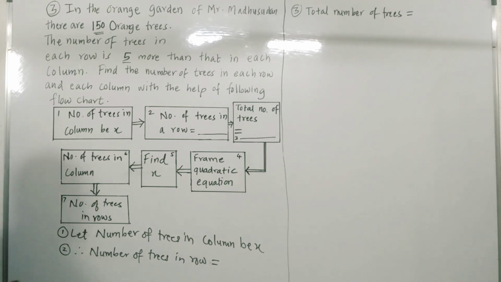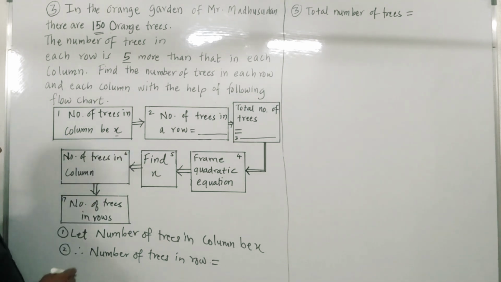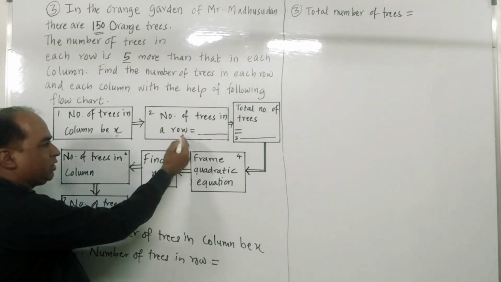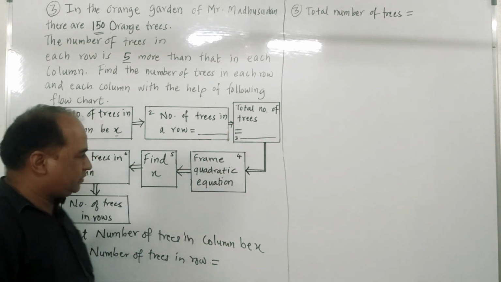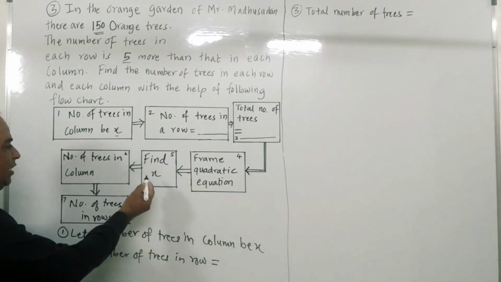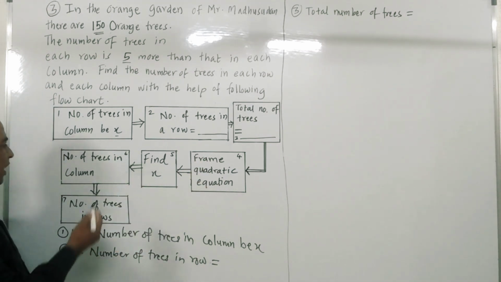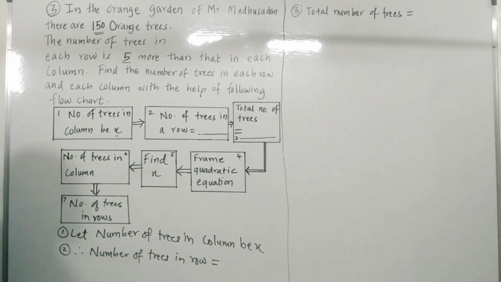So, your flowchart is given. The number of trees in the column be x. Then you have to find the number of trees in the row. Second step. Third step, total number of trees. Then you have to frame the quadratic equation. Find the value of the variable x, and then we finally find the number of trees in the column and the number of trees in the row.